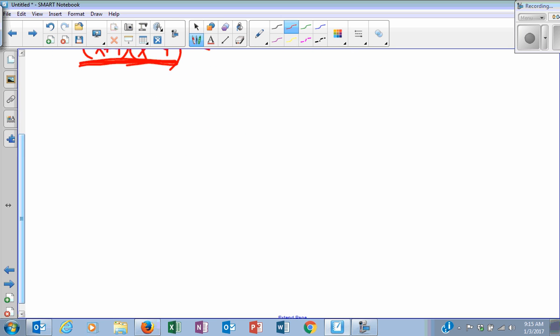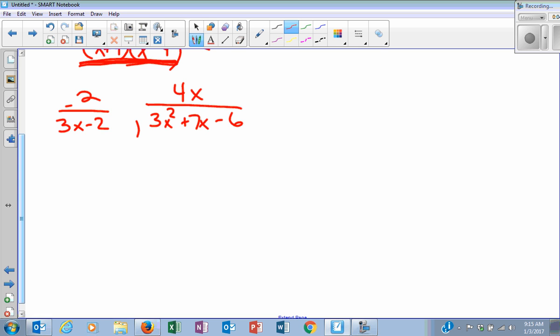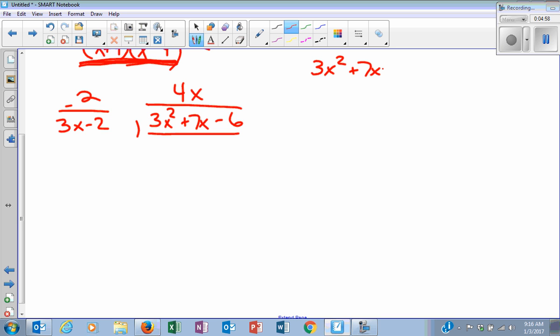So problem B says negative 2 over 3x minus 2 and 4x over 3x squared plus 7x minus 6. And here we go with the biggest thing I told you about: you have to be able to factor. So we're going to factor this guy right here. Let's take him over here: 3x squared plus 7x minus 6.